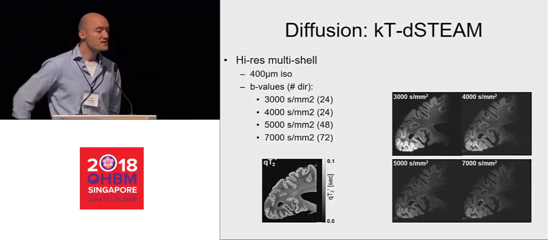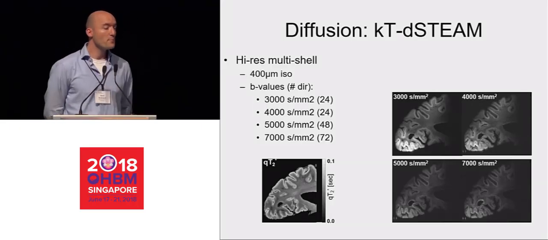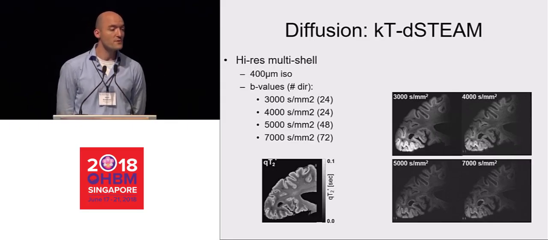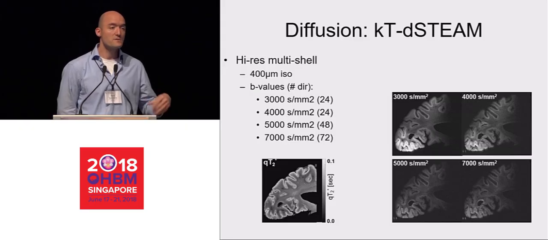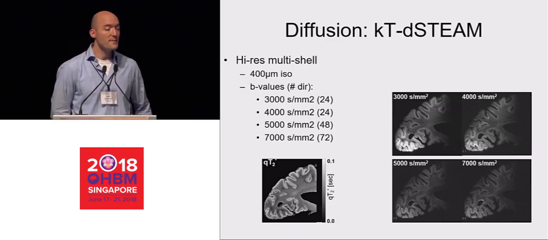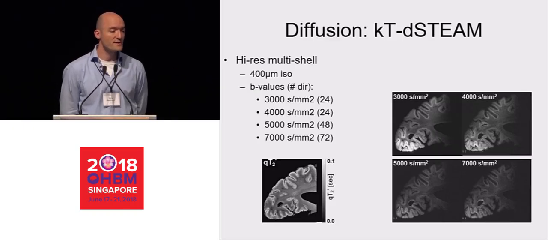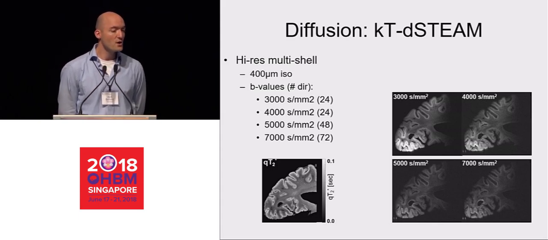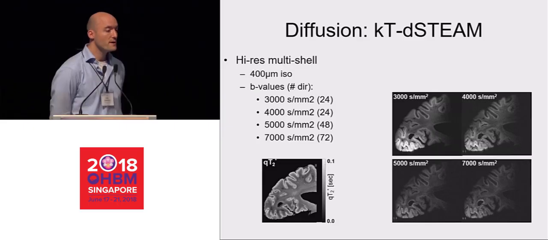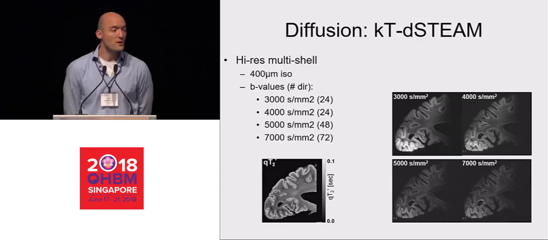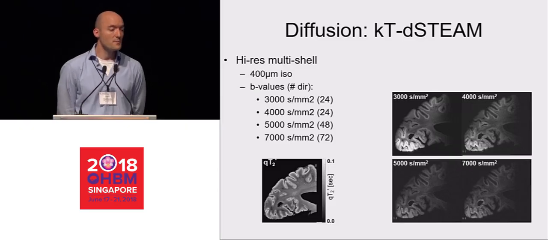So we use this sequence, the kT-dSTEAM, to acquire both very high spatial resolution, 400 micron isotropic. That's about 8-fold 3D higher resolution than was acquired in vivo so far, and it is many times the standard resolution that is acquired in vivo. But we also wanted high b-values and a multi-shell acquisition. So we have 4 shells there, ranging from b=3000 up to b=7000, with varying numbers of directions, so that we have a very densely sampled multi-shell scheme there.